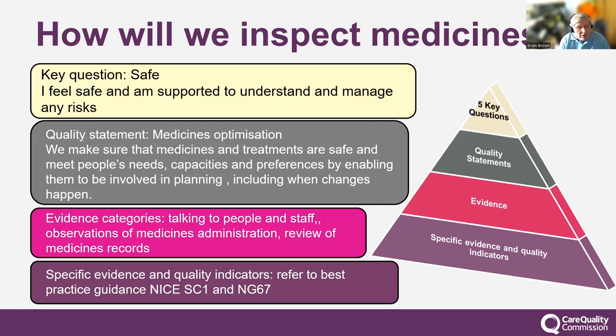Under the quality statements, there's one on medicines optimization, which is talking about how we make sure that medicines and treatments are safe and meet people's needs, capacities, and preferences by enabling them to be involved in planning, including when changes happen. So particularly under the evidence categories, we're going to be looking at people's experience of health and care services and defining what people's experience has been: a person's needs, expectations, lived experience and satisfaction with their care and support and treatment, which also includes access to transfers between services and access to services.